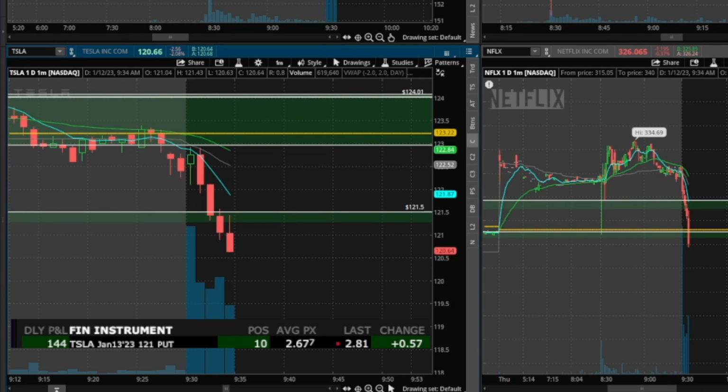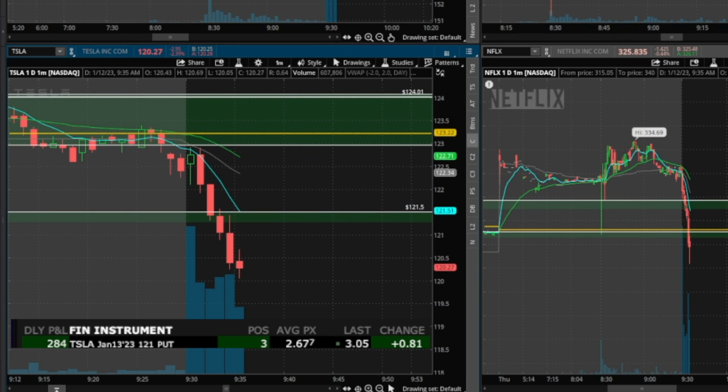Good. All right, gonna take some off there. Nice win, $200 win. Boom. Nice start. Let's see if we can stay under 121.50 here. Nice. Good move. Beautiful. Take a little bit more off there.